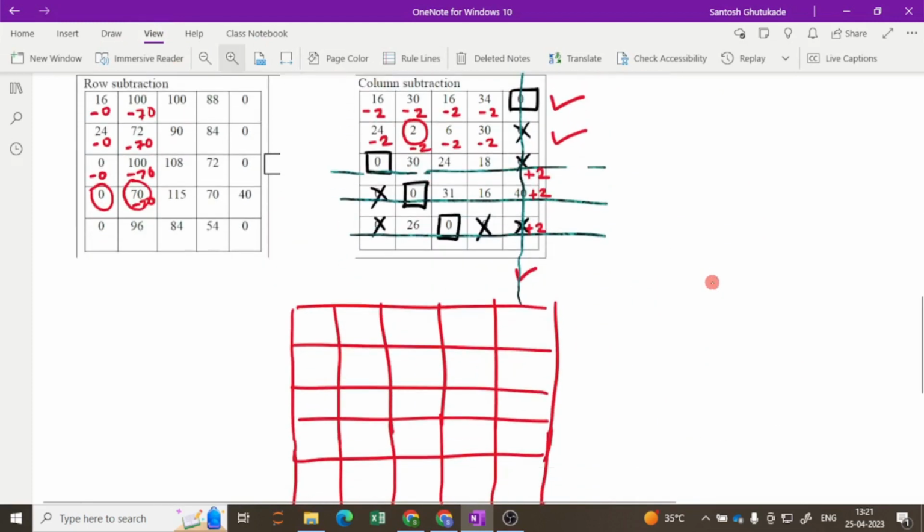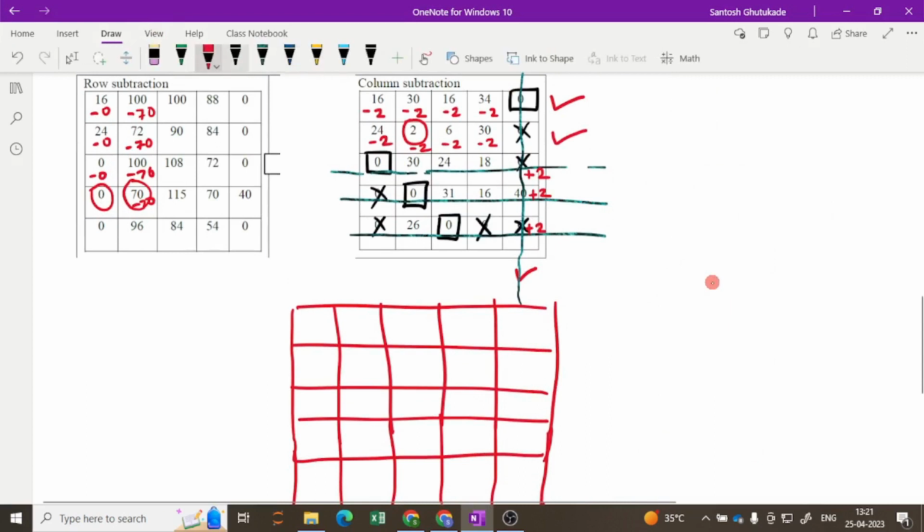Okay, now here what we have to do. Here 16 minus 2, that will be 14, then 30 minus 2, that will be 28, then 60 minus 2, that will be 58, then 34 minus 2, 32. Similarly here it will be 22, then 2 minus 2, 0, 6 minus 2, that is 4, 30 minus 2, that is 28.